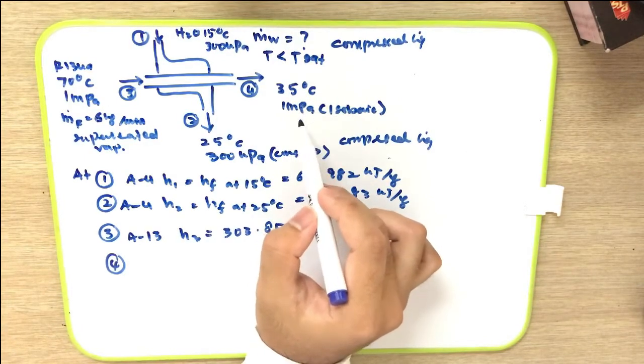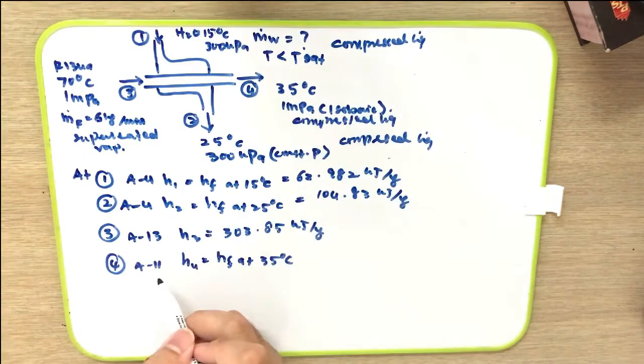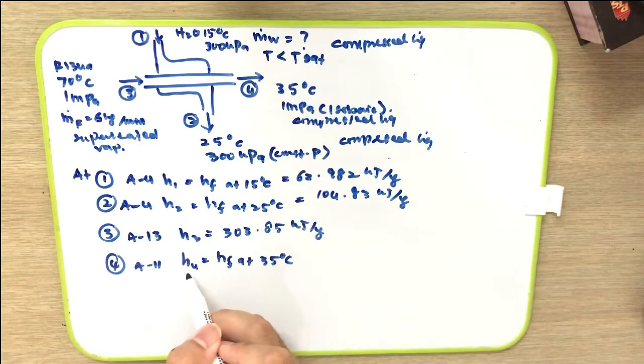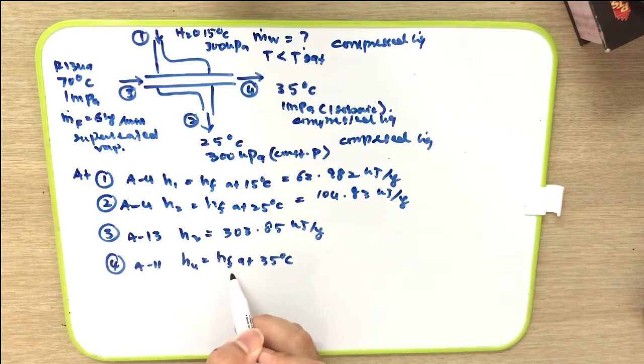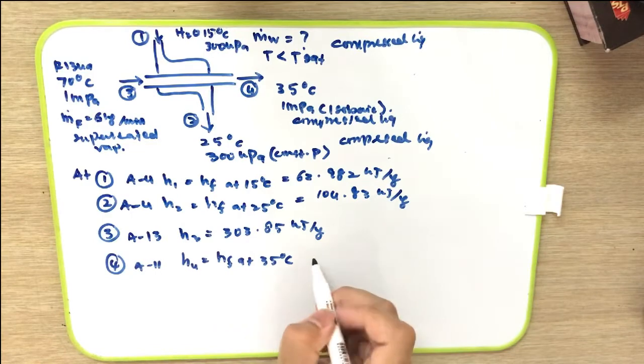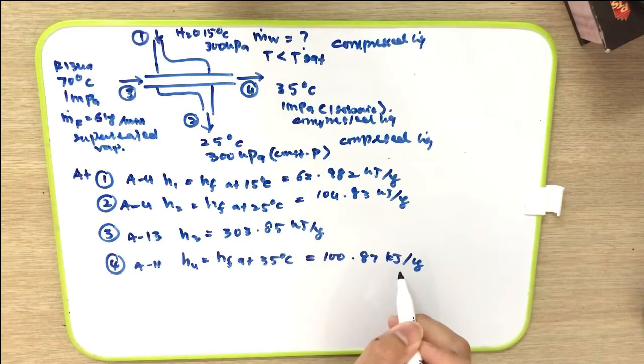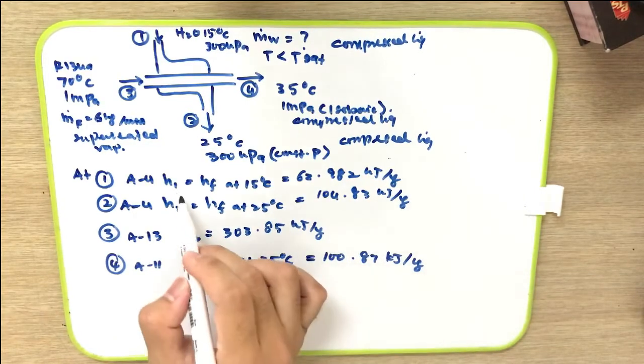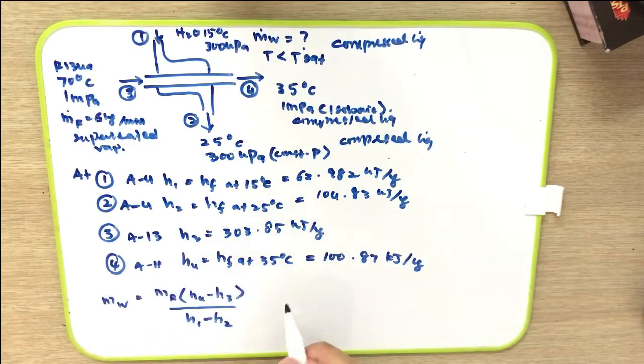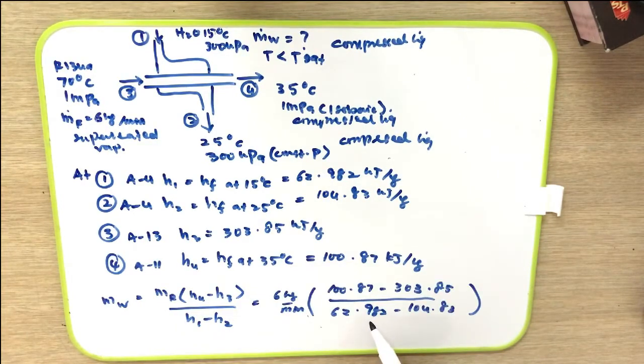Next, at stream 4, we have found that by using 35 degrees C and 1 megapascal, the phase at this stream is compressed liquid. From table A11, we can find the H4 is equal to HF at 35 degrees C, and it is equal to 100.87 kJ per kg. So now we have found H1 until H4. Then we can substitute into this equation, and we will get it in this form. So after we solve, we will get 29.1 kilogram per minute, and this is the mass flow rate for water.